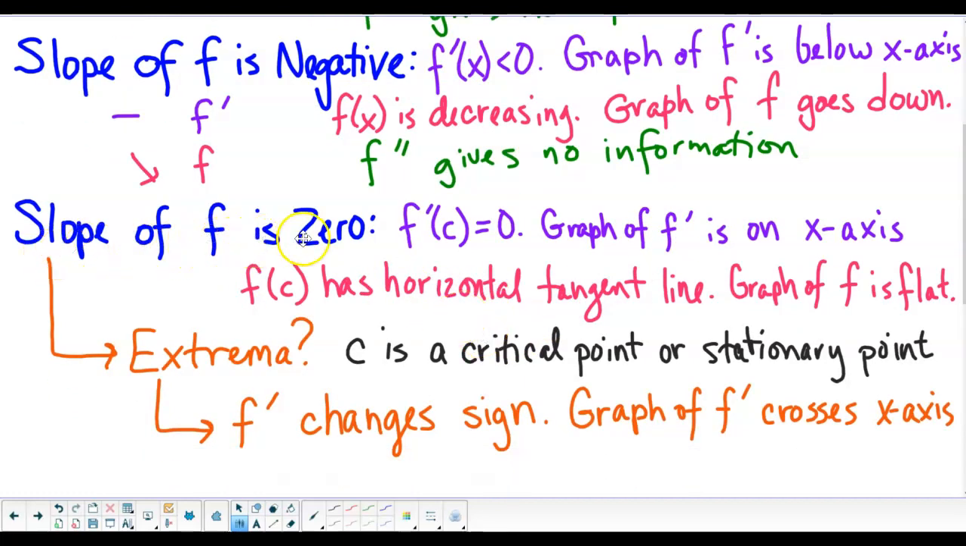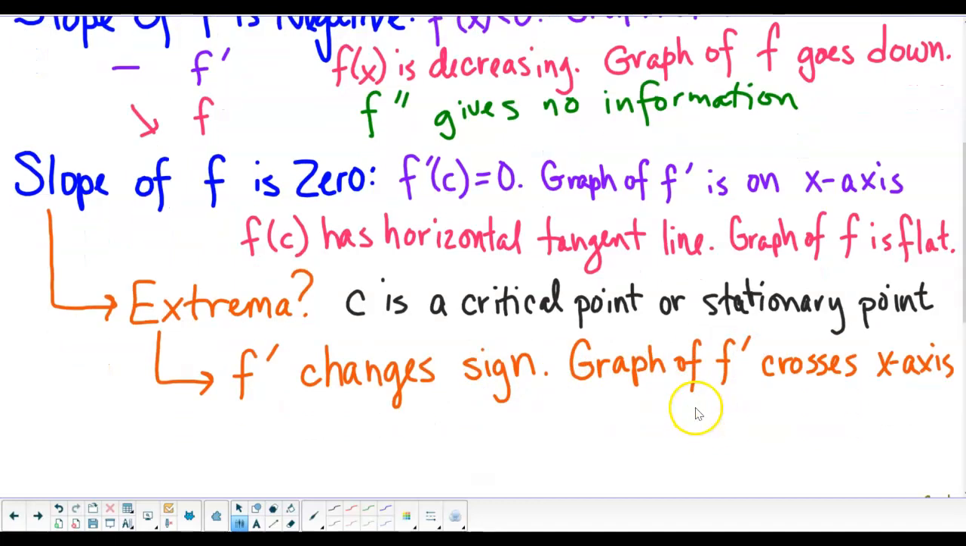If the slope of f is 0, and we know all this is true, is that an extreme point? Is c a critical point or a stationary point? Is it a maximum or a minimum? Well, what we need to do then is look at the graph of f prime and see, does it change signs from positive to negative or negative to positive? If possible, we look at the graph of f prime to see if it crosses the x-axis. That's basically our first derivative test right there.